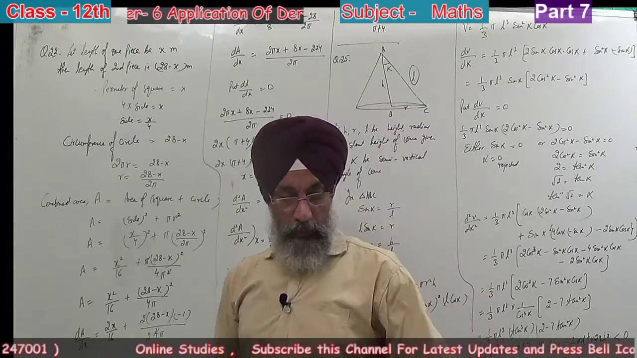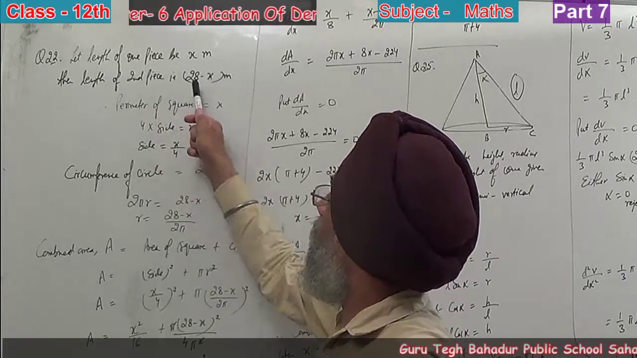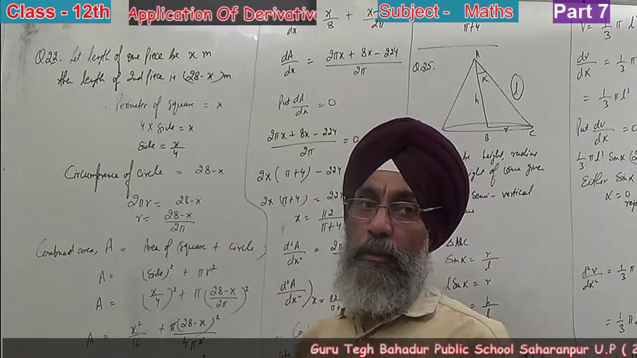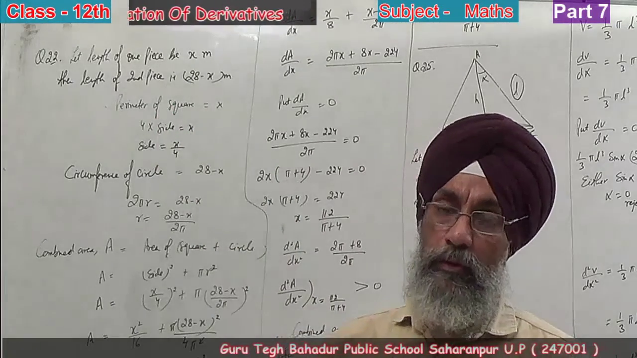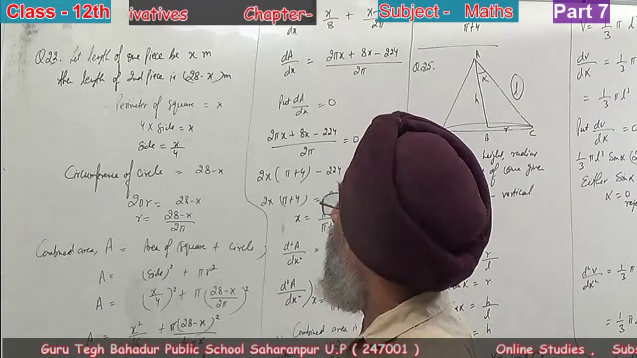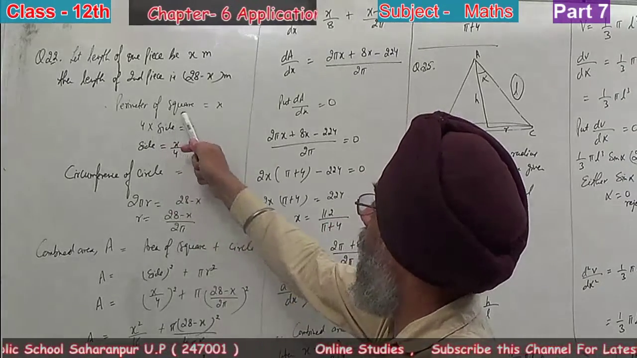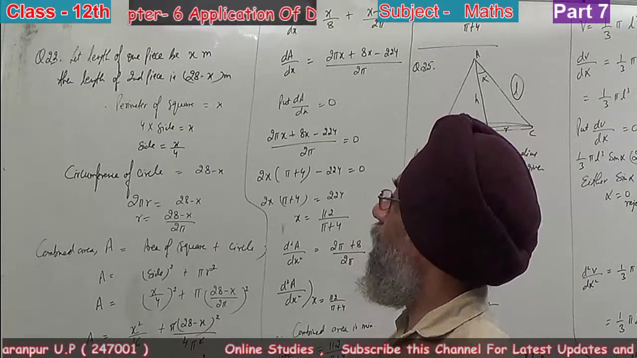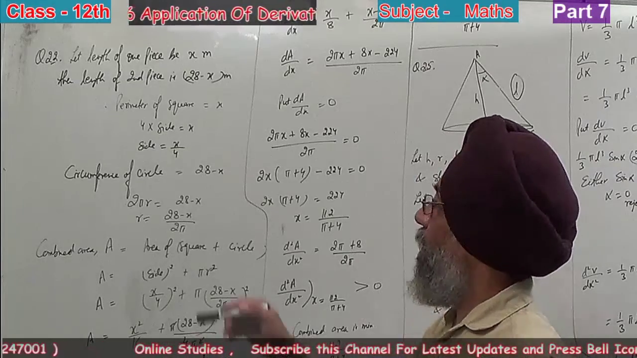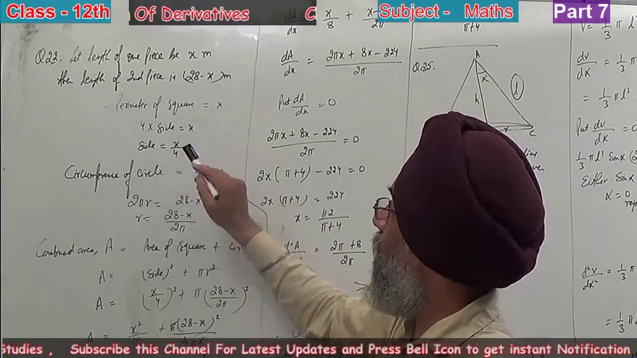So see here, let the length of one piece be x meter and the length of the second piece is 28 minus x, because the total length is 28. Now, because one piece is converted into a square, the perimeter of the square becomes x. The whole wire is converted into the form of the square. So 4 into side is equal to x. Side is x upon 4.